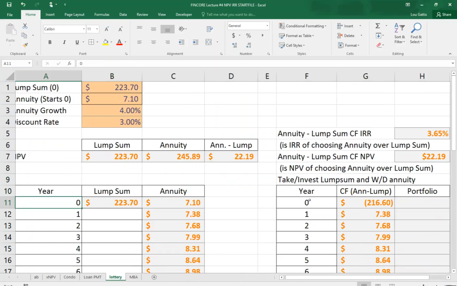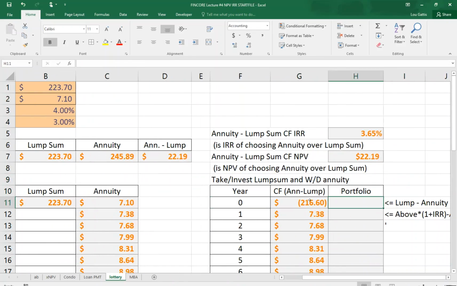But let's make a change here. Let's assume that you choose the lump sum. If you choose the lump sum, you'll get 223 today. But let's pretend you choose the lump sum and then you pay yourself the annuity. So I get 223, then I immediately withdraw, and I put that in an account. All right, I put that 223.70 in an account, and then I immediately withdraw today 7.10. Now I have 216 million in my portfolio, in my savings account. And say that account gives me an interest rate of 3.65. So next year, that 216 is going to earn 3.65.